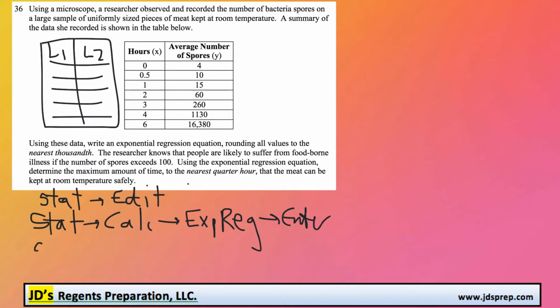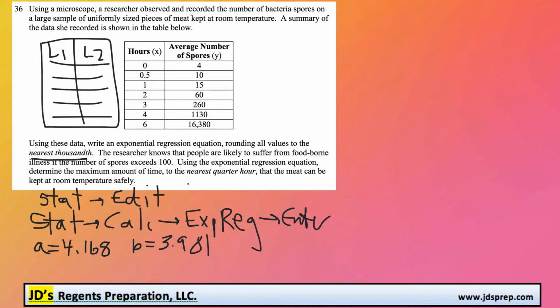And what you'll get displayed is an A value, rounding to the nearest thousandth as they want, of 4.168, and a B value of 3.981.